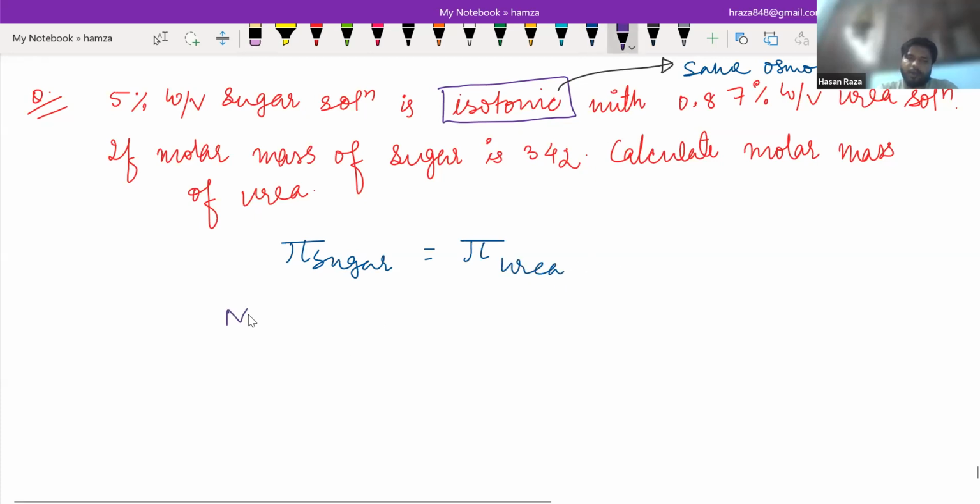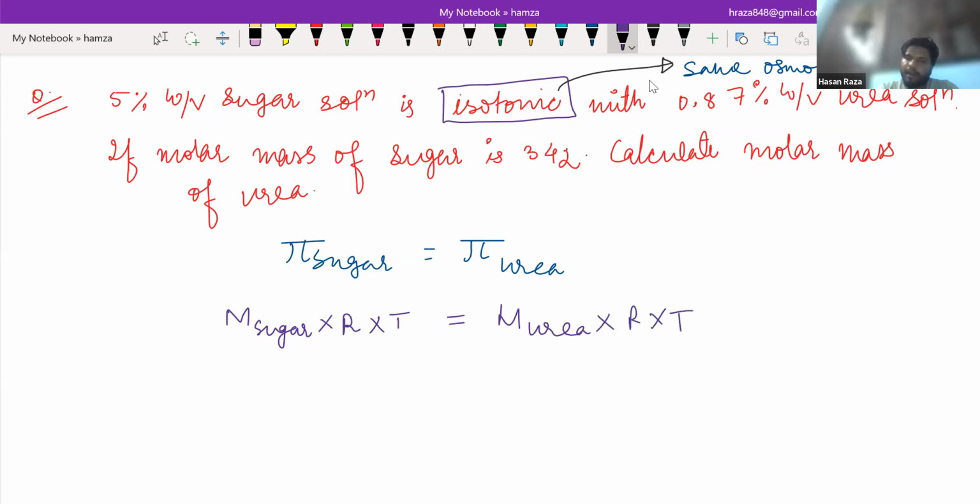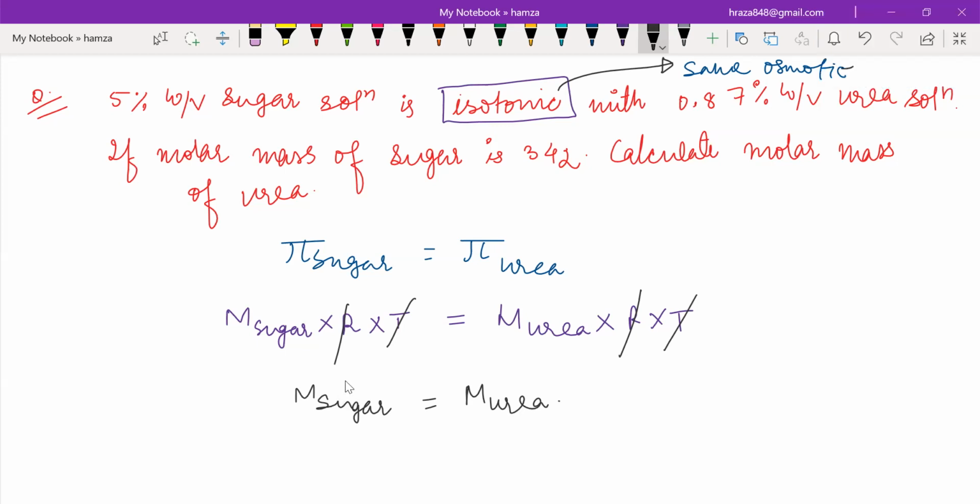Now, apply the formula: molarity of sugar times R times T will be equal to molarity of urea times R times T, since they are isotonic. R is constant and temperature is constant. So R will be cancelled by R, T will be cancelled by T. So molarity of sugar will be equal to molarity of urea. Can you do this now, applying the formula for molarity? I'll try. Okay, just write and let me know the answer. It's easy if you go step by step.